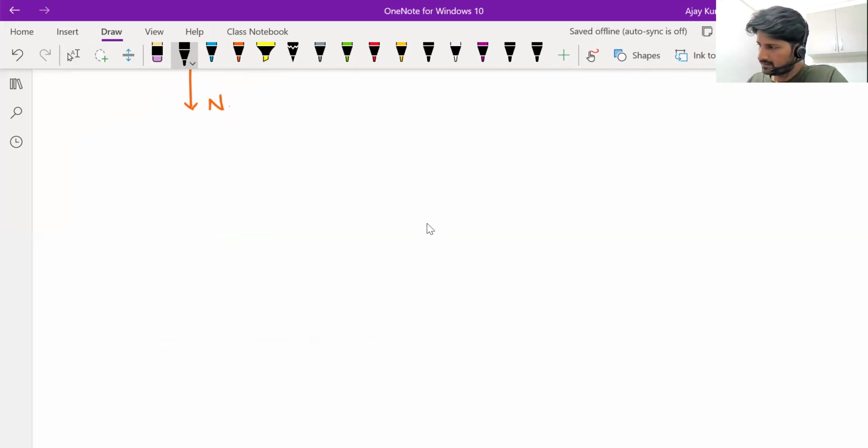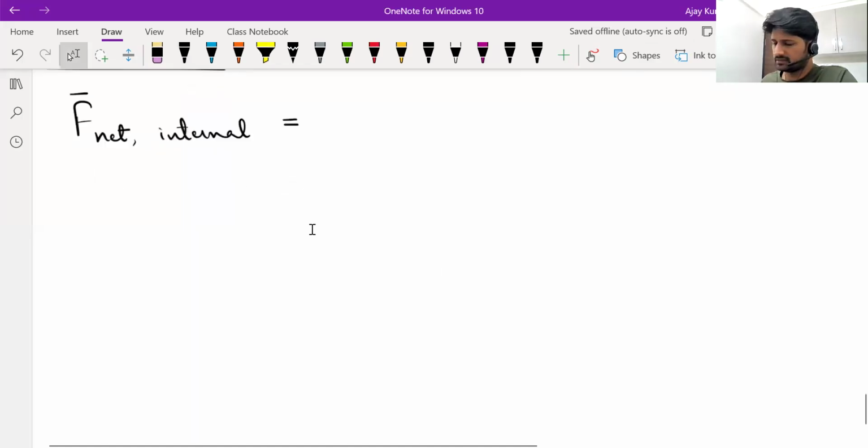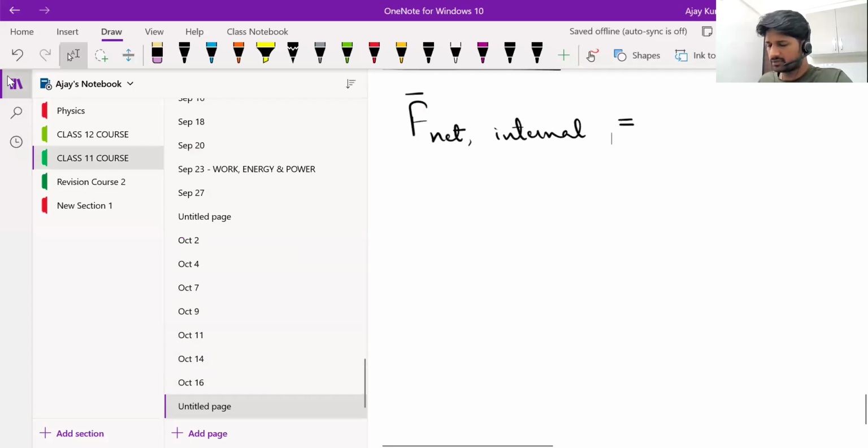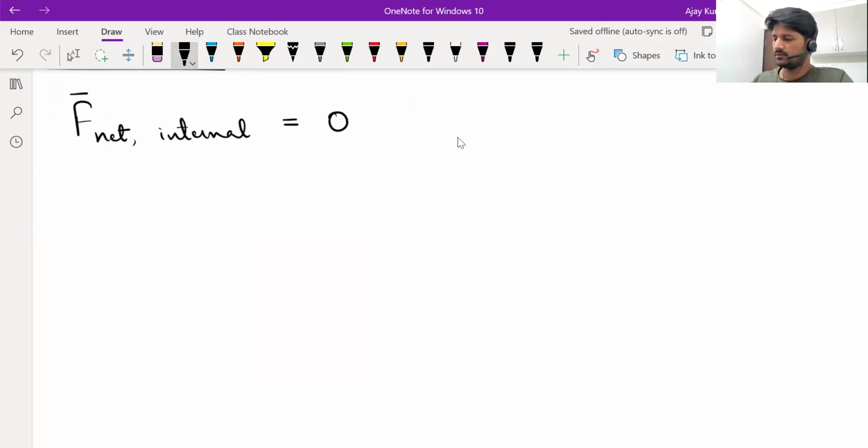You all tell me this. How much is the net internal force on any system? We had discussed this in the last class also, I think. How much is the net internal force on any system? If Newton's third law is valid, it is 0, correct? Assuming Newton's third law is valid, every action has an equal and opposite reaction, then the net internal force on a system will always be 0.